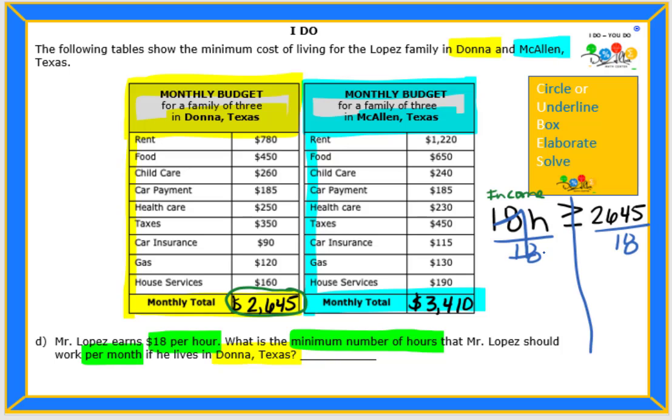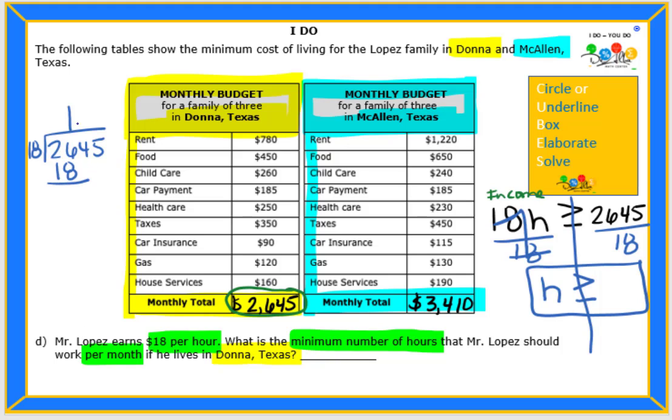18 divided by 18 is 1, so now I have H. The number of hours needs to be greater than or equal to, and I'm going to find out what those number of hours are by dividing 2,645 by 18. So 18 goes into 26 one time, and we're going to subtract here. Bring down the next number, which is the 4.